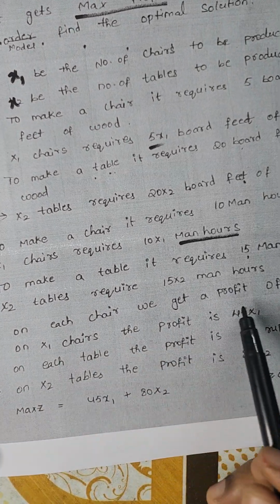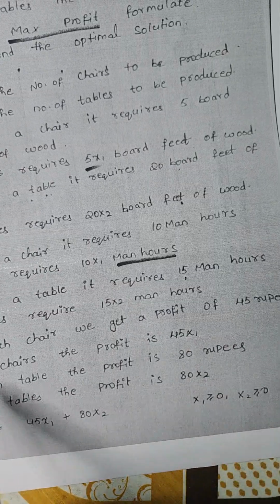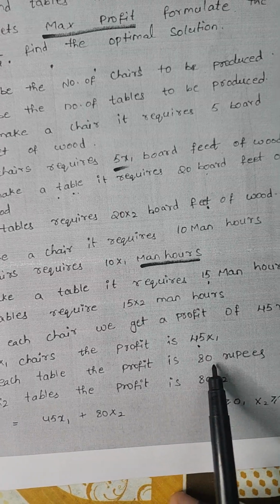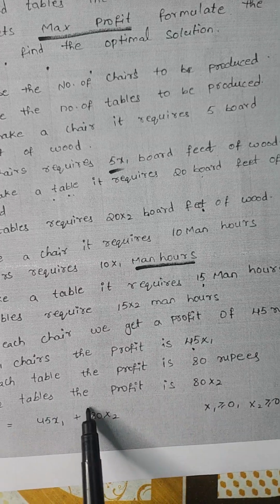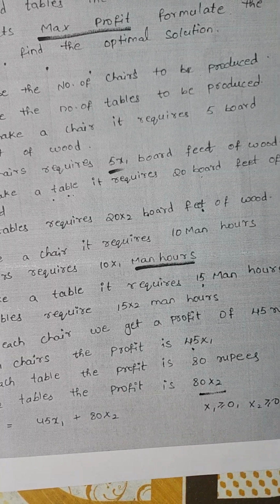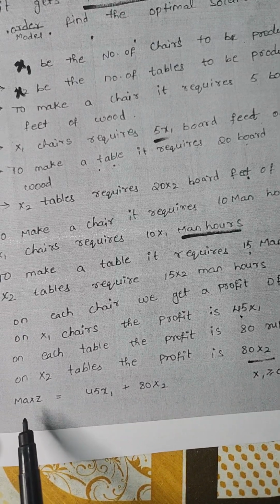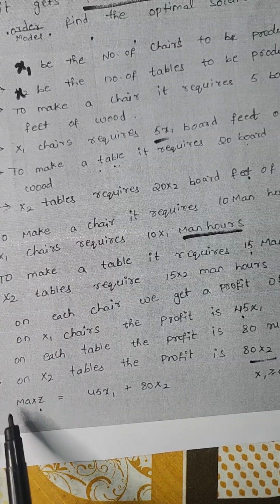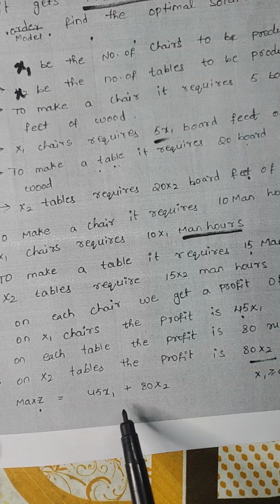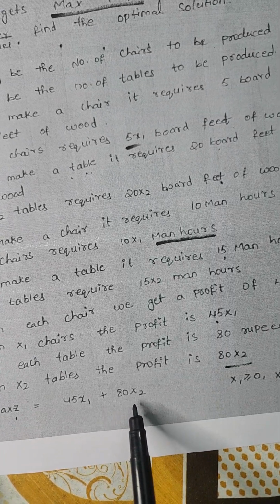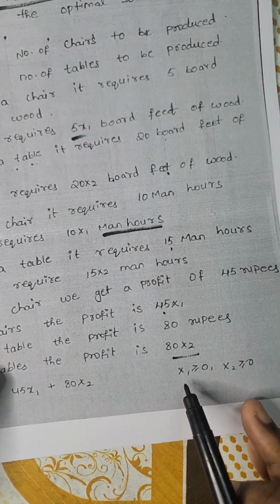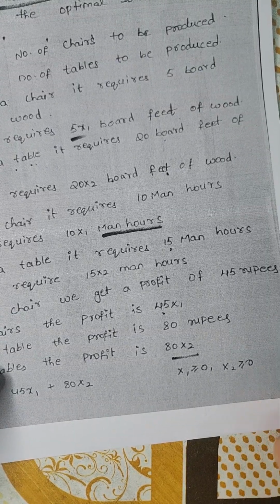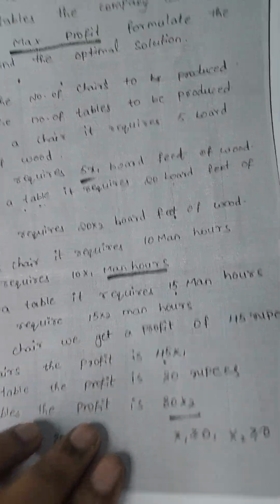On each chair the profit is 45 rupees, so for x1 chairs the profit is 45x1. On each table the profit is 80 rupees, so on x2 tables the profit is 80x2. So max z is equal to, where z is the objective function and we have to maximize the profit, 45x1 plus 80x2. Here x1 is always greater than or equal to 0 and x2 is always greater than or equal to 0. I will tell you in the later part.